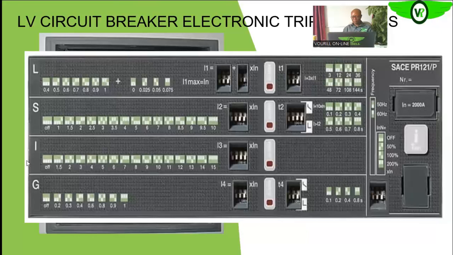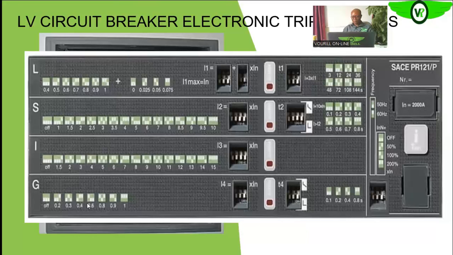Now this is for the instantaneous trip. You can override it when all the dip switches are down. If you want it to trip instantaneously at 10 times the rated current or nominal current, the first one and the third one will be up, the second and the fourth will be down. You see that there is no delay. Once it sees that amount of current, it will trip instantaneously.